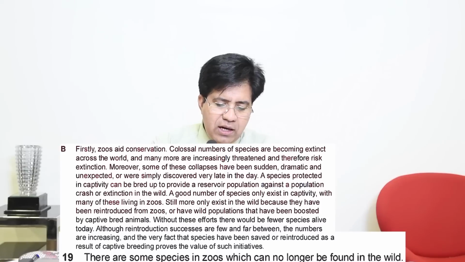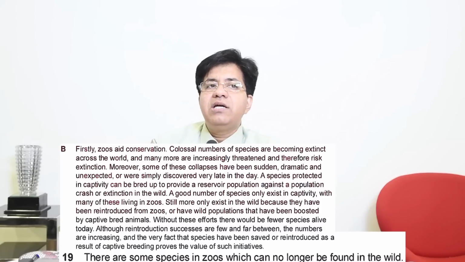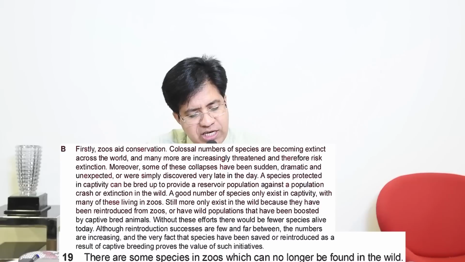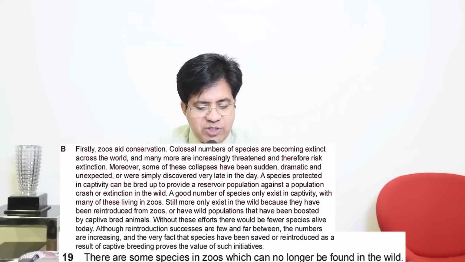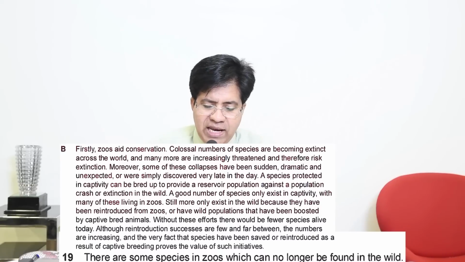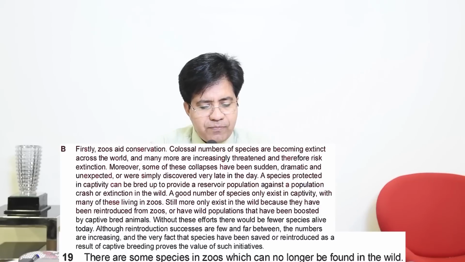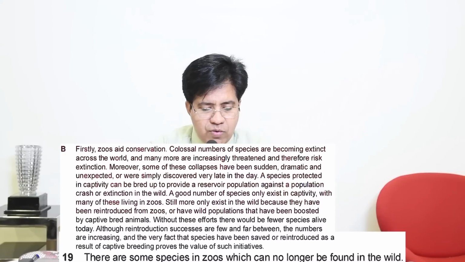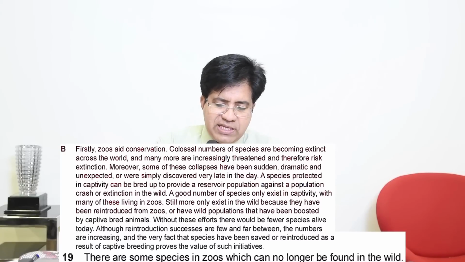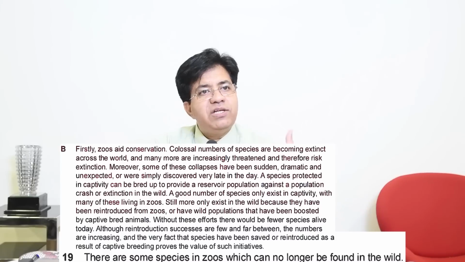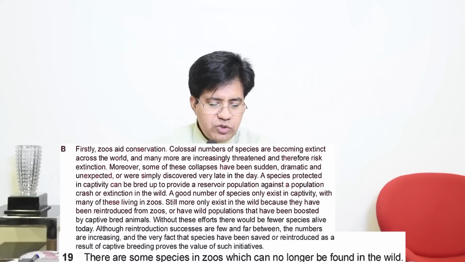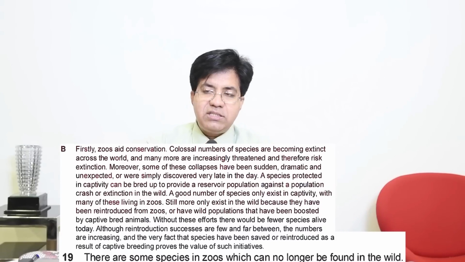Come back. A good number of species. What is the word for a good number of species? There are some species, okay, only exist in captivity. What is that? In zoos. Captivity means zoo, okay, and then they say can no longer be found in the wild. So when they say only exist in zoo, it means they don't exist otherwise, right? So the answer to question number 19 is true. All right, let's go on.